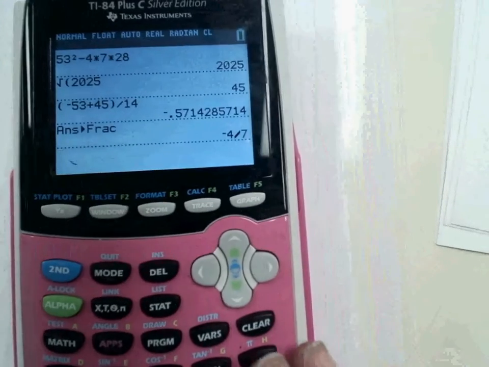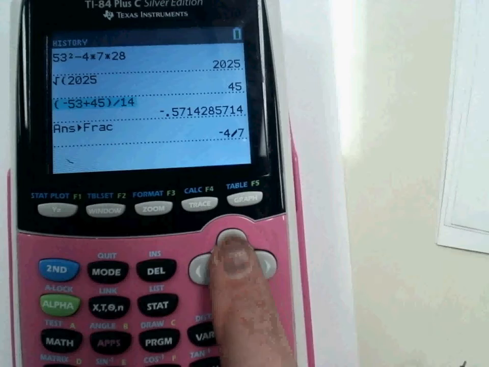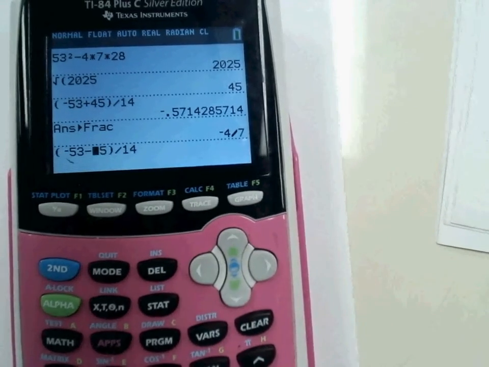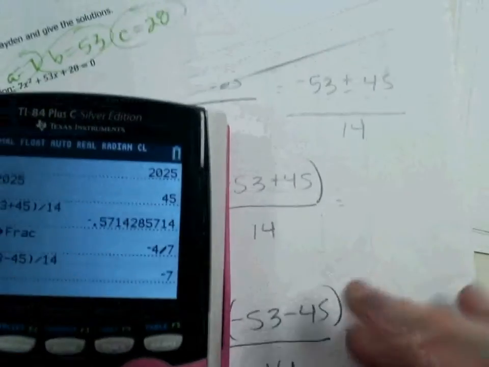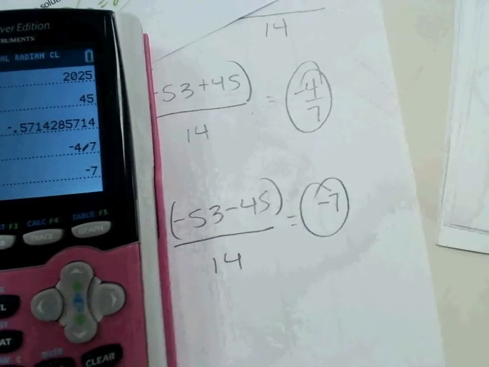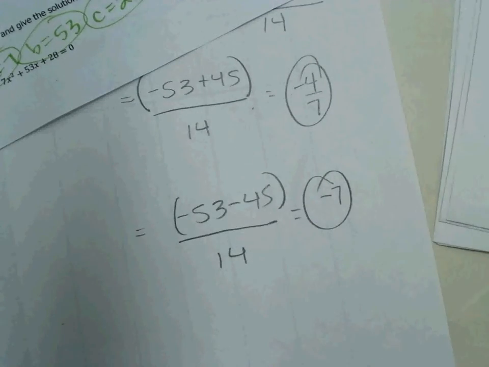Oh, thanks for letting me know. Negative 4/7. And then if I go back up here, I can re-enter this but change that to a minus, and I get negative 7. So my two answers are negative 4/7 and negative 7. And that is review opener number 2.